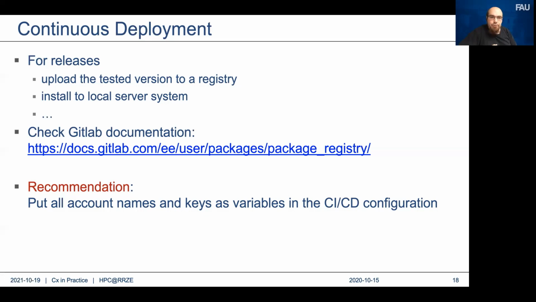The recommendation is to put all the account names and keys as variables in the CI configuration of the repository, as we did with the username and the private SSH key, because then it's not visible in the script. The script can be read by anybody who has access to the repository, but the variables only by the maintainers on the GitLab side. So it is some access restriction. We do that, for example, for a Julia project, which uses some additional deployment stuff.